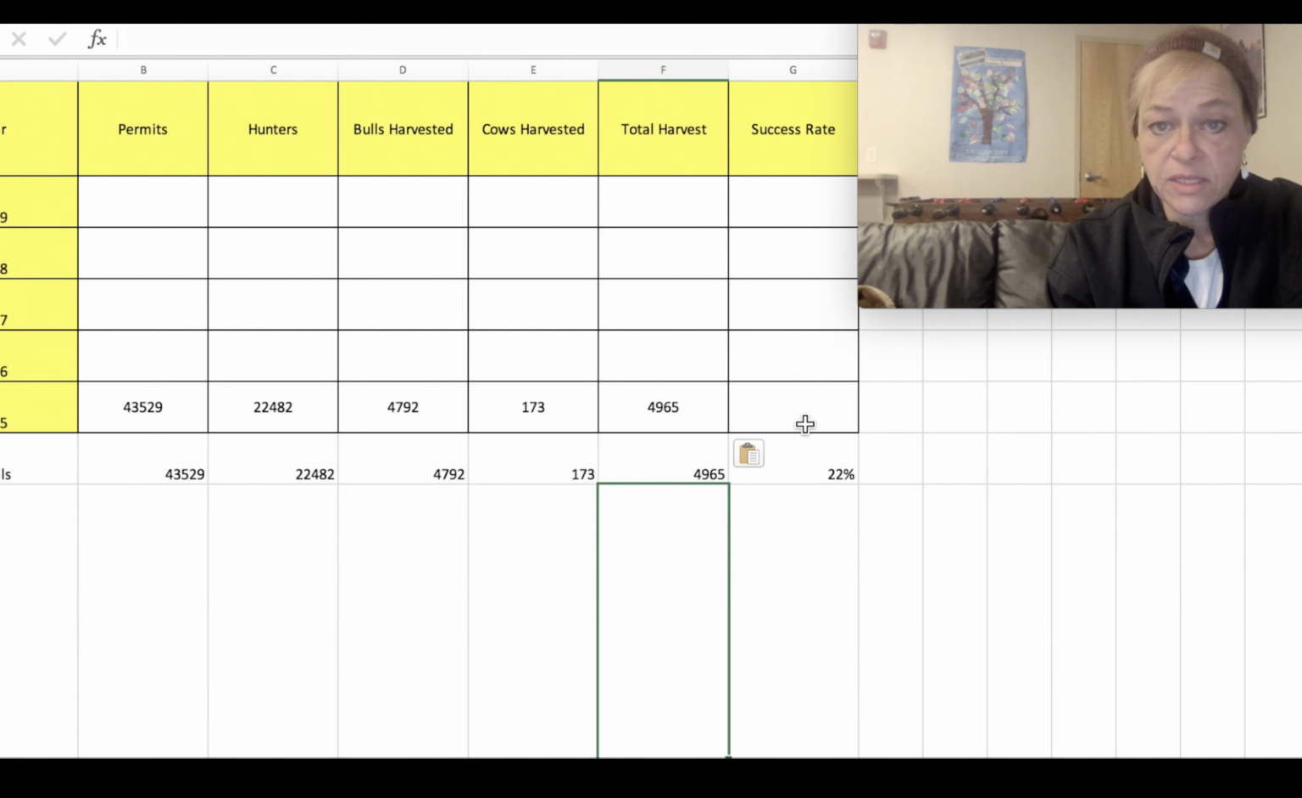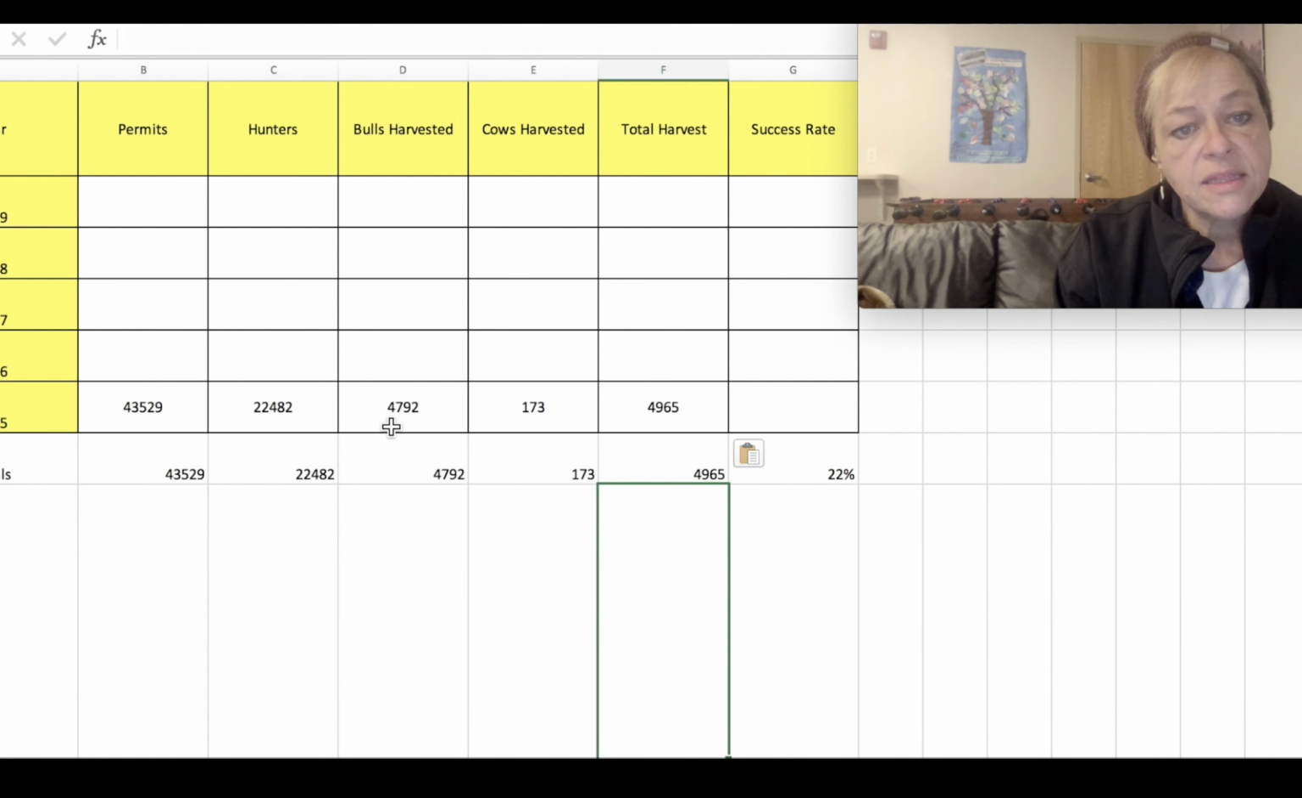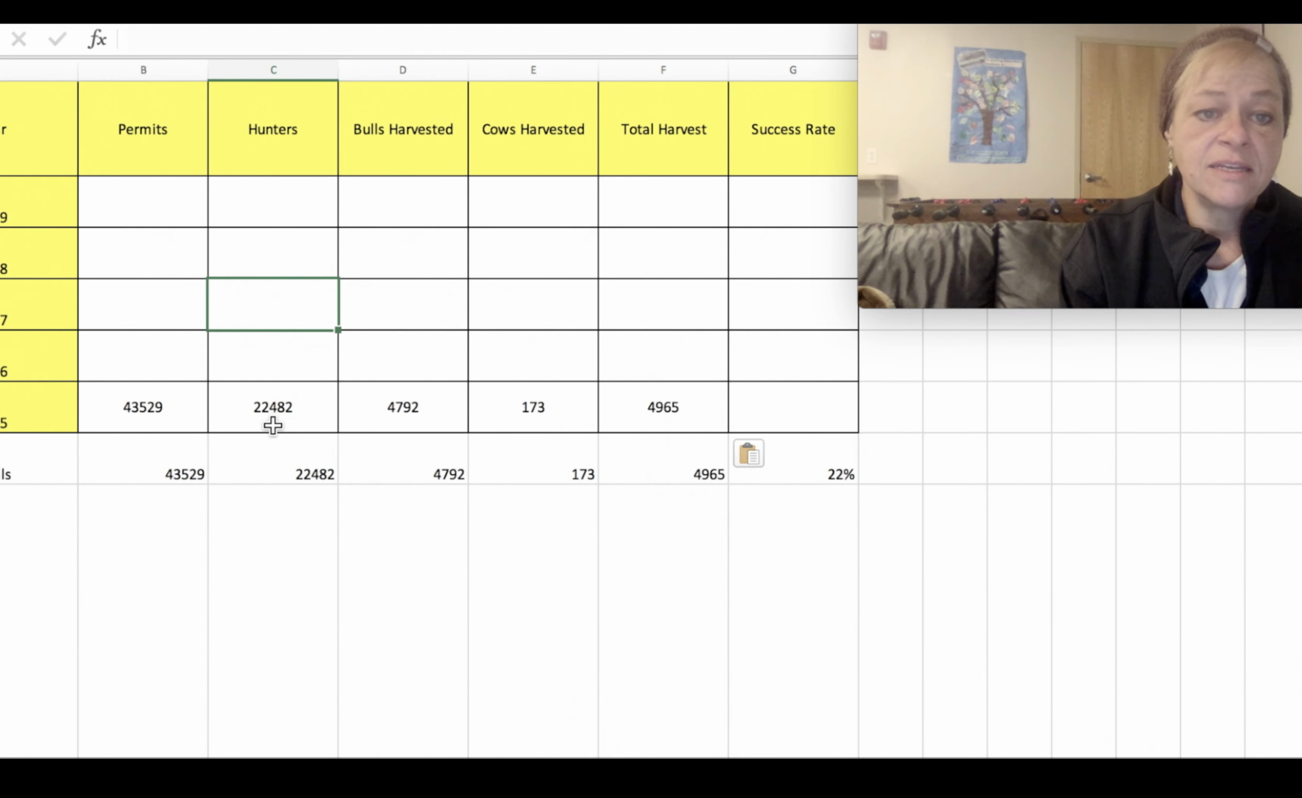So let's just really quickly look at how we would calculate this success rate. In this data, you might feel like you want to take this number down here, like how many permits were issued. But that's not the number, because remember, again, not all of those people actually hunted. And in order to have a chance of success, you have to get out and hunt. So this is the number that we want. So we're going to take the total harvest and we're going to divide that by the actual people who had boots on the ground and gave it a shot.